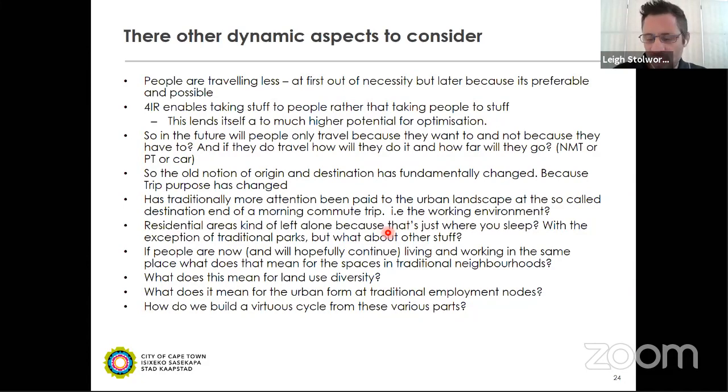I think I'm just going to leave it there, but those are some of the things that we're thinking about at the City of Cape Town. I'm already talking extensively with my land use colleagues around some of these issues and how we can take them into future considerations in terms of managing city growth.